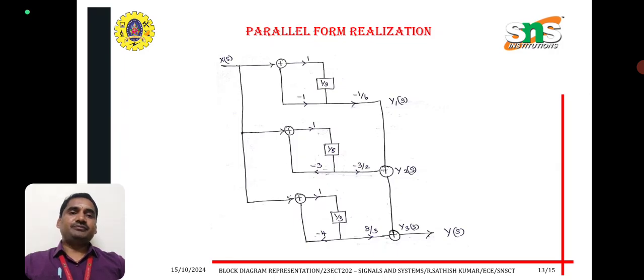X2(s) added with 1 by s into minus 3 by s into W(s), which is equal to constant value minus 3 by 2. Again, X3(s) added with 1 minus 4 by s into W(s), which is equal to constant value 8 by 3. Now Y1(s) added with Y2(s), Y2(s) added with Y3(s), which can produce the output as Y(s). This is the parallel form realization.